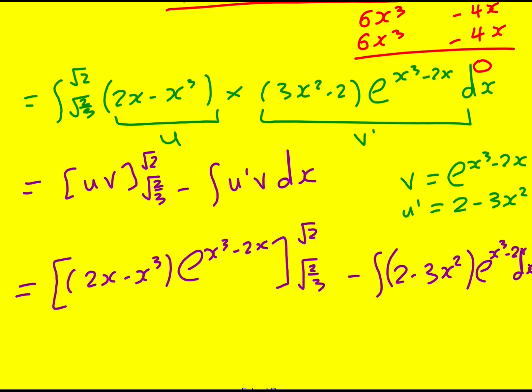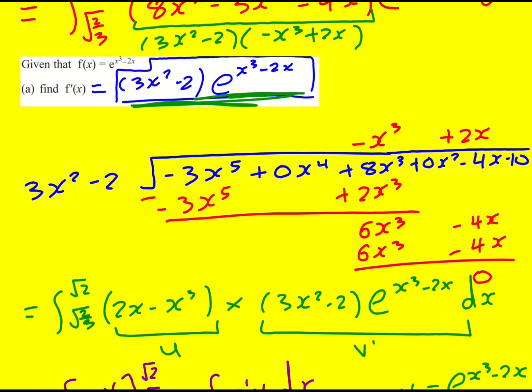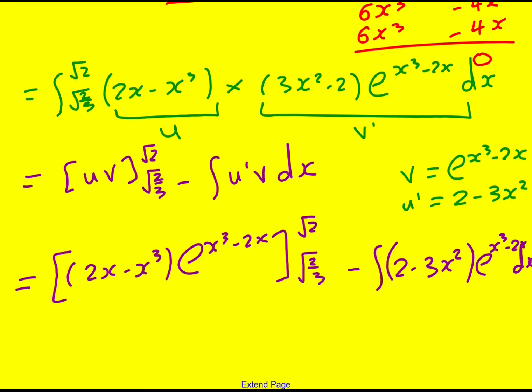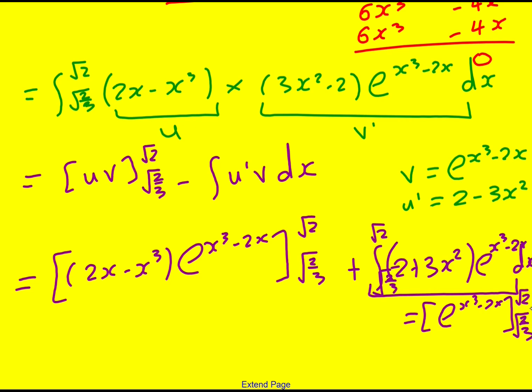But looking at this one, it's basically this one again, except the negative, 3x squared minus 2. So what I can do is actually make that positive, and then make that positive and minus, and this integral is simply, oh, sorry, I forgot to put the limits in, going to be e to the x cubed minus 2x, evaluated between root 2 and root 2 over 3.